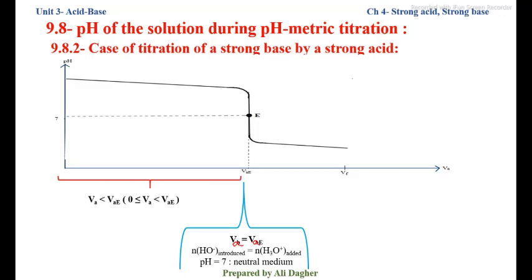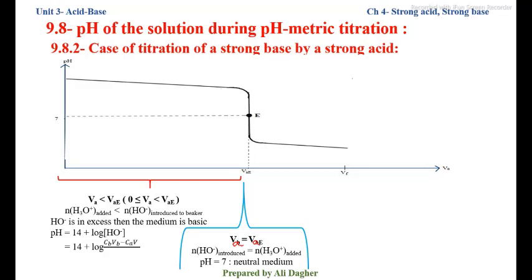But before the equivalence, the volume of acid added is less than VAE, then number of mole of H3O+ added is less than number of mole of HO- introduced to the beaker, and therefore HO- remains in excess before the equivalence, and the medium is basic. The medium is basic, that means pH equal 14 plus log concentration of HO-. Concentration of HO- before the equivalence equal number of mole of HO- left over V total.